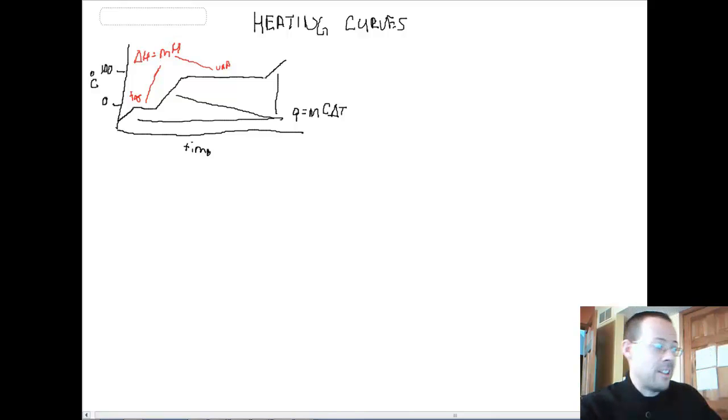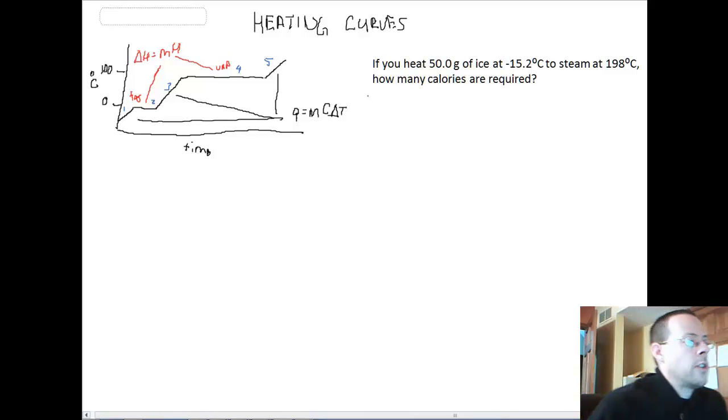So anyways, that is really what we're learning. If we just label these sections on our graph 1, 2, 3, 4, and 5, we're going to see how this is helpful in a second. Take this scenario: if you heat 50 grams of ice at negative 15.2 degrees Celsius to steam at 198 degrees Celsius, how many calories are required?